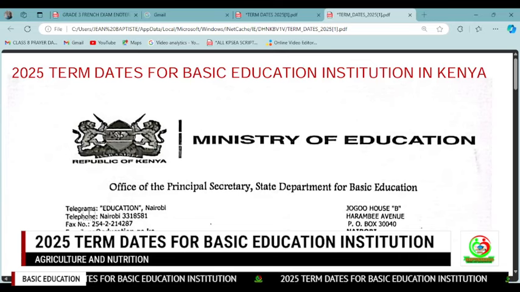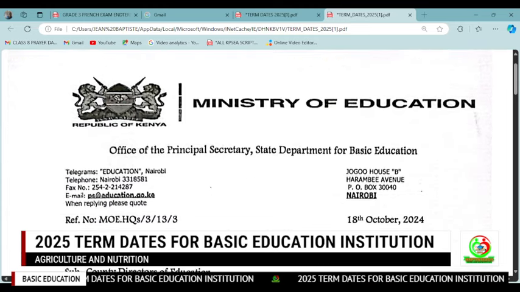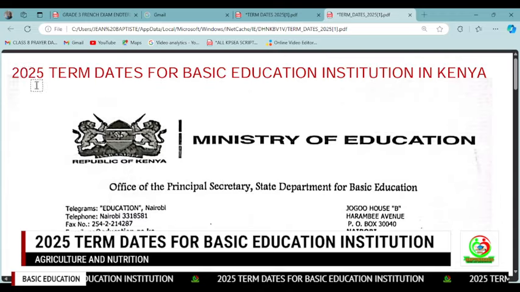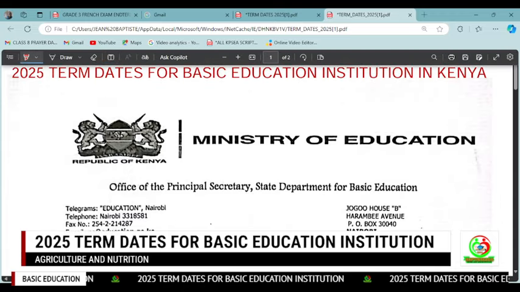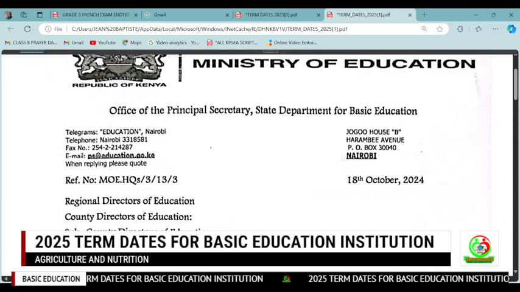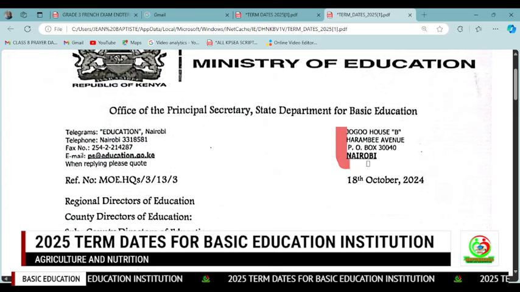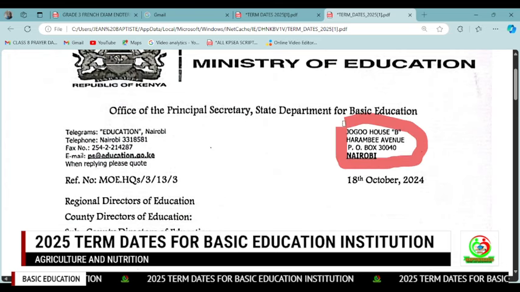Thank you. Today we want to look at the term dates for basic education institutions in Kenya 2025. This is a new thing, a new circular from the government. Welcome to this very crucial information from the Jogoo House.